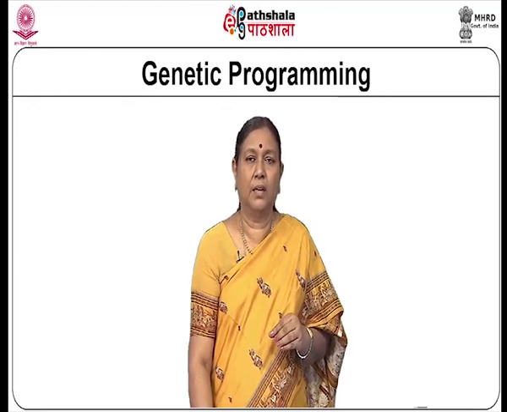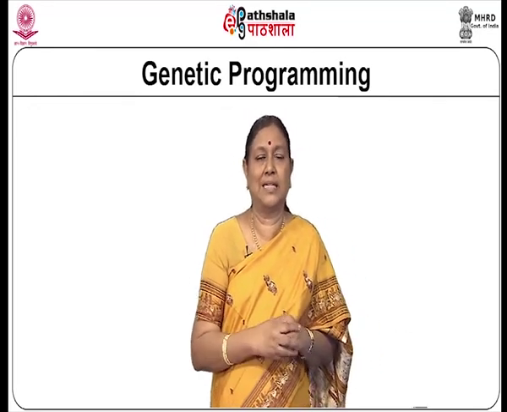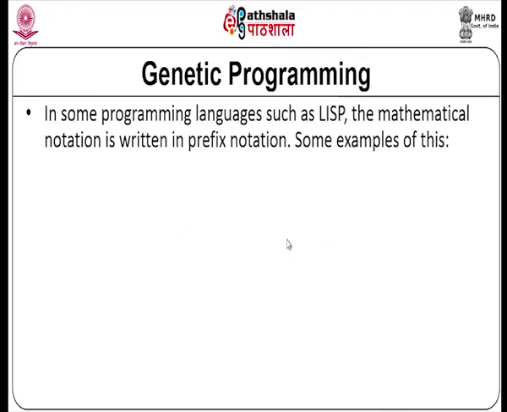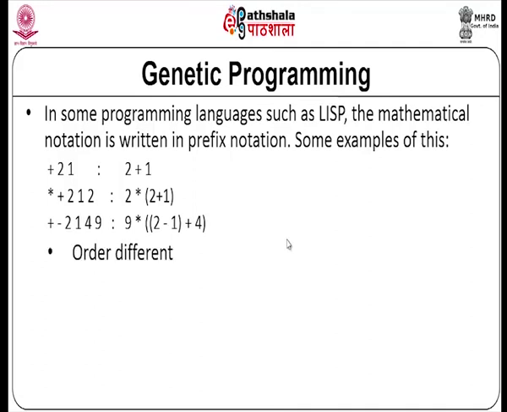And now we will go into another small aspect that we have not discussed, which is genetic programming. Before we talk about genetic programming, we are going to talk about something which we have discussed in data structures and all that. That is, in some programming languages such as Lisp, the mathematical notation is written in prefix notation. Some examples are, for example, 2 plus 1 is written as plus 2 1, and 2 into 2 plus 1 is written in this way. So, this is called the prefix notation or the reverse Polish notation.